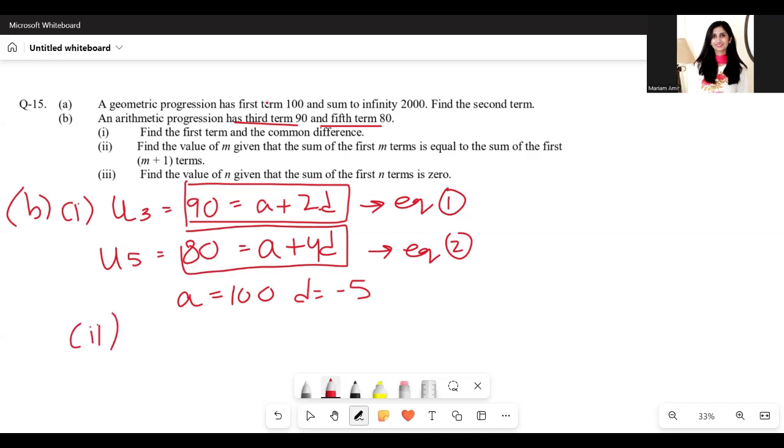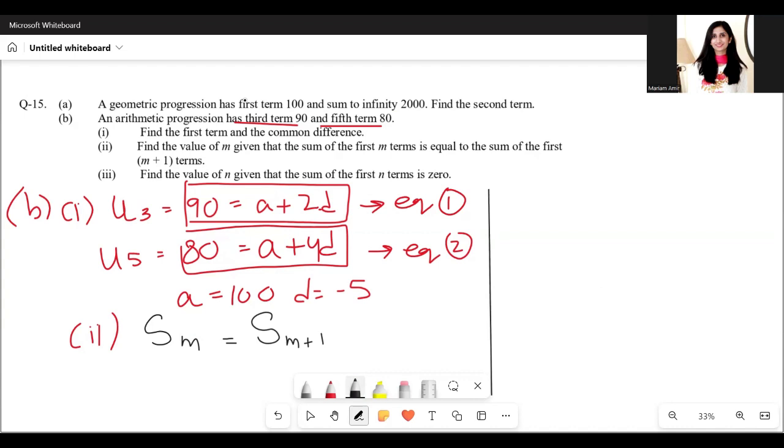B2 is: find the value of m given that the sum of the first m terms is equal to the sum of the first m plus 1 terms. So it's saying that Sm should be equal to the sum of the first m plus 1 terms. It's just like saying, for example, the sum of the first 7 terms is equal to the sum of the first 8 terms. So don't let that m plus 1 confuse you. It's just one value after m. Now we're going to equate these formulas. We need to find the value of m.